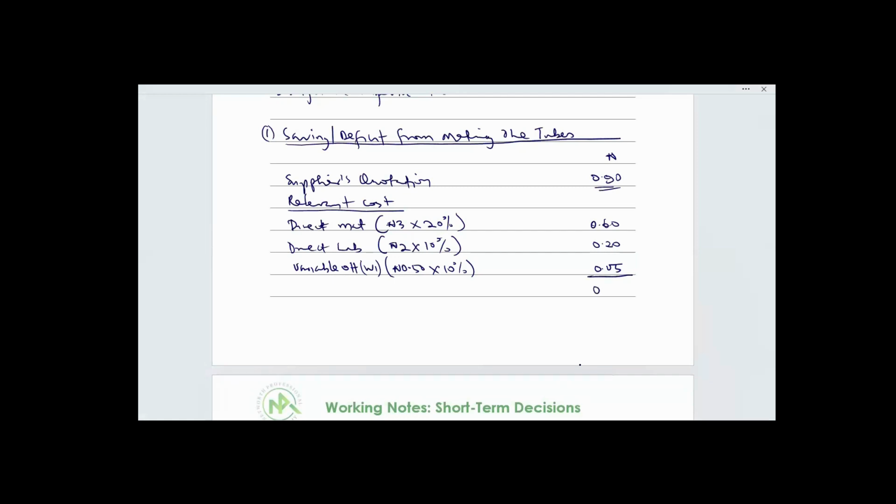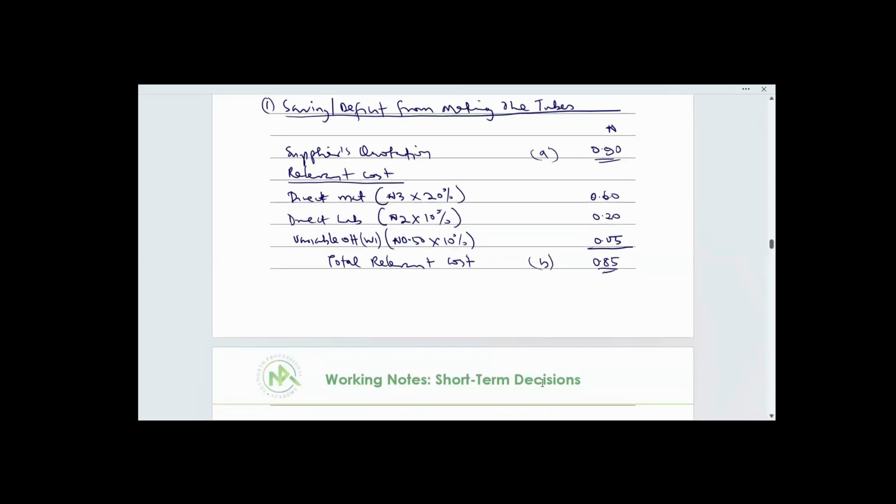So that will give us 0.85. This represents the total relevant cost per tube. So here is A, here is B. With this, what are we supposed to do? The examiner is asking us in the question, should Songote Edo Nigeria Limited make or buy the tubes?